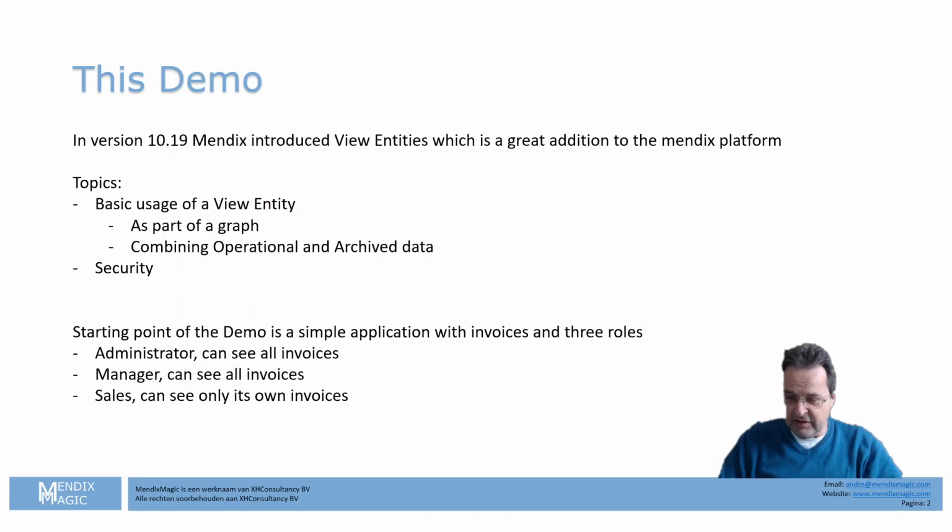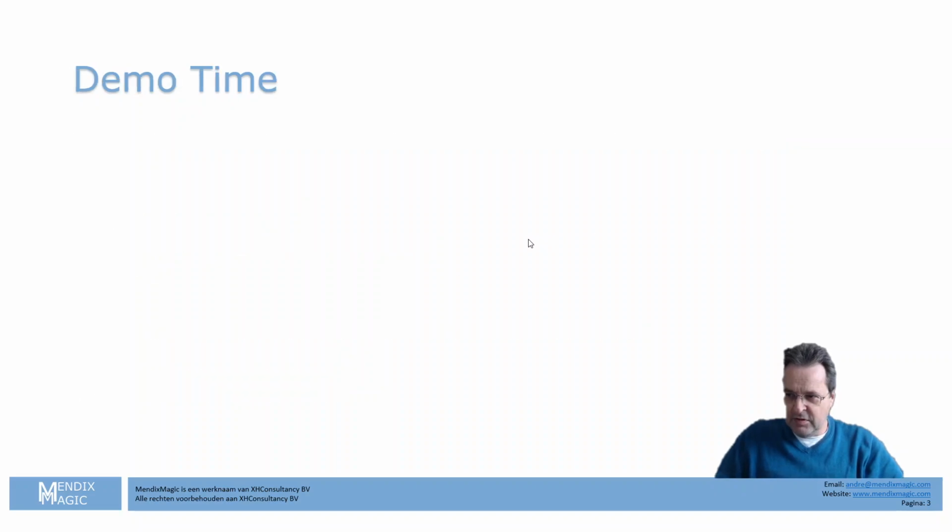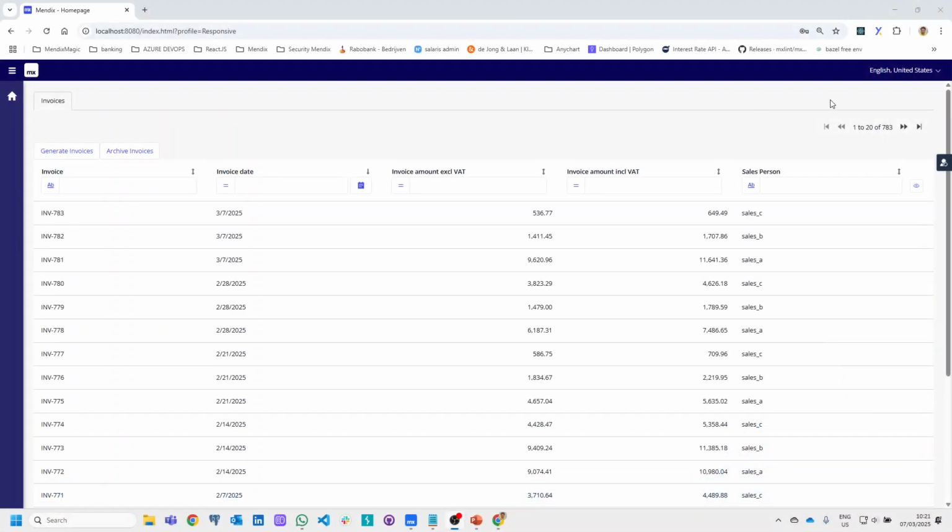There are three roles: the administrator and the manager, who both can see all invoices, and the sales role, who can only see its own invoices. So let's go to the application. You can see the application in front of you. I'm now an administrator, so I can generate invoices or do some archiving.